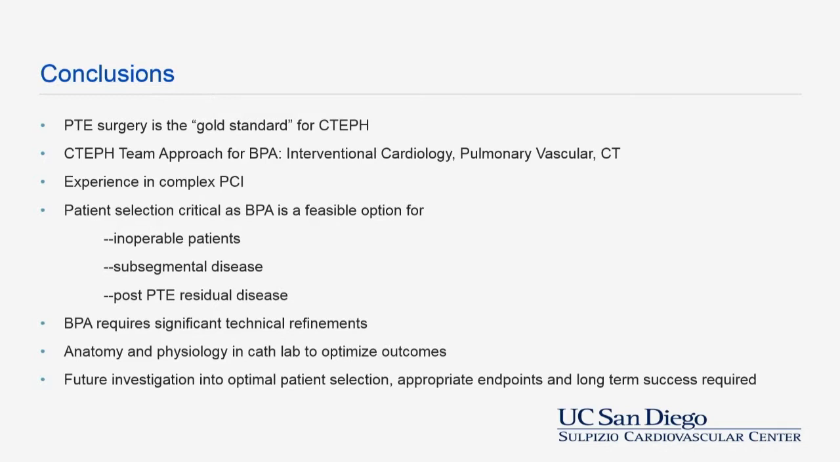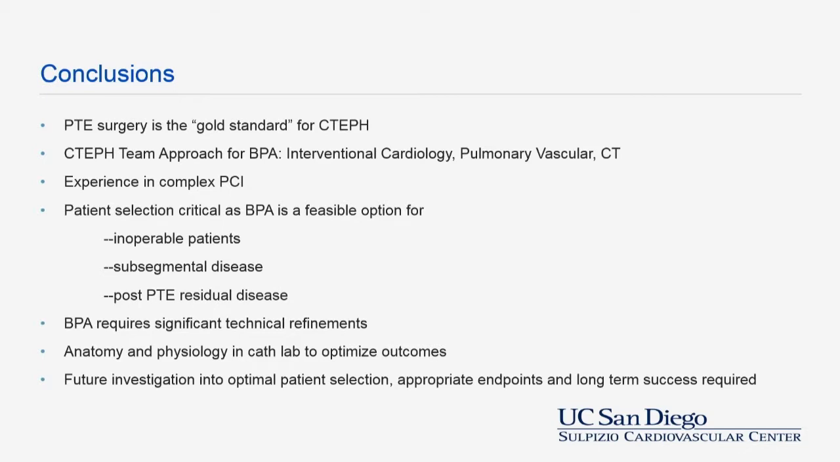You need to put together a team. This should not be done in a random, one-off manner. Somebody had a PE, shows up, you think they have CTEPH, you want to go and fix a lobe or two. You need to have a systematic approach between pulmonary vascular medicine, cardiac surgery, and interventional cardiology. You need to have experience in complex PCI. Patient selection for BPA is critical. And currently, the ones we're treating who are surgically inoperable have subsegmental or distal segmental disease. The ones who have undergone PTE and have residual disease, we'll also entertain treatment for them.